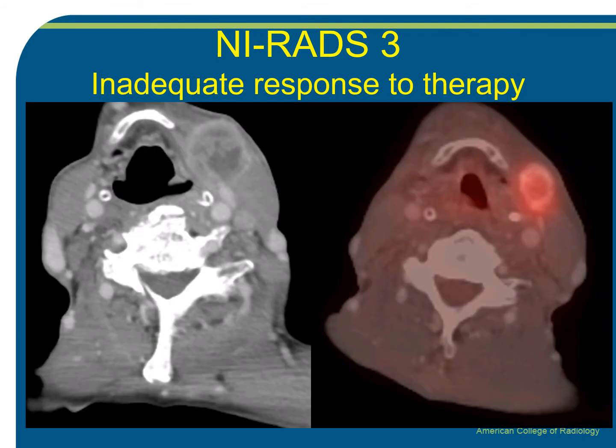We use NI-RADS 3 when there's been an inadequate response to therapy and we feel like the patient would benefit from a neck dissection. A neck dissection is just another way of getting tissue, another form of biopsy. So here's a patient with bulky disease in level 3, and after treatment, it has shrunk a bit, but it's still very FDG avid and it hasn't shrunk down enough. This is really concerning to still see this much FDG avidity. It's the brightest thing in the neck. This patient will benefit from a neck dissection as there is likely to be residual disease in the neck.